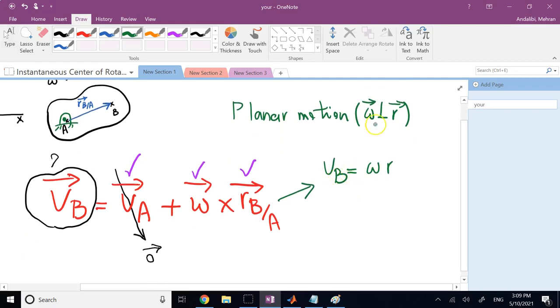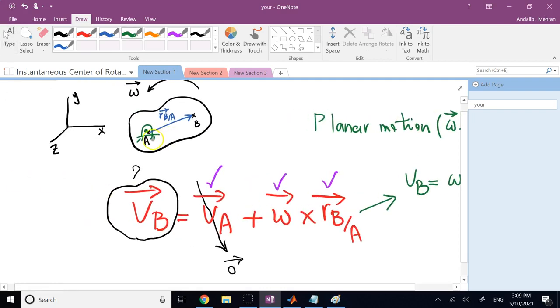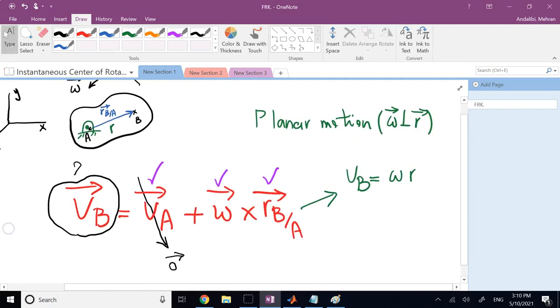Then the angle between them is 90 degrees, so the sine of the angle between, which you use for the magnitude of the cross product, is going to be 1. So the magnitude of VB is going to be omega times R, where R is basically this R here, right? This position vector between them. And the direction of that is going to be what? Perpendicular to both R and omega.